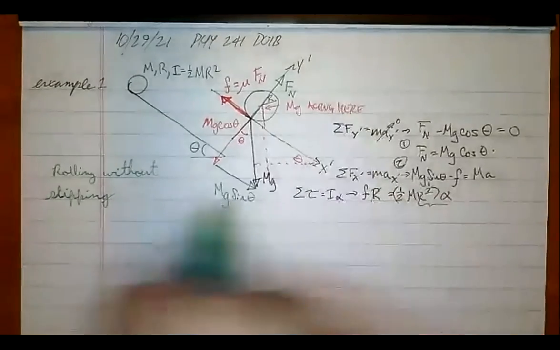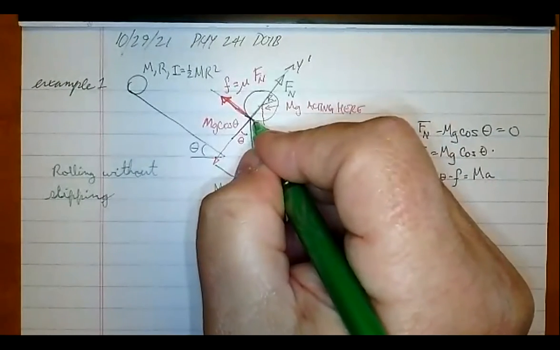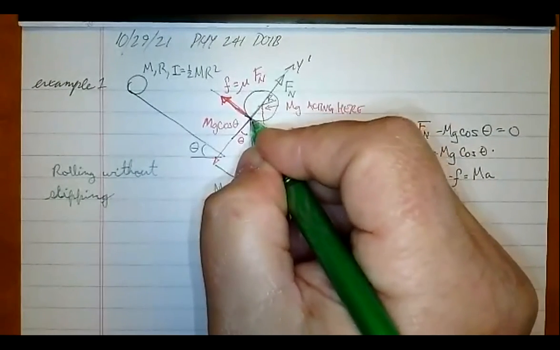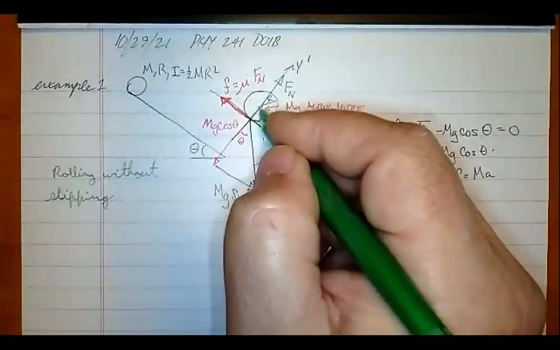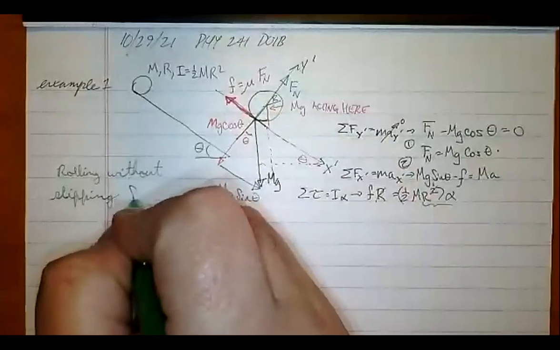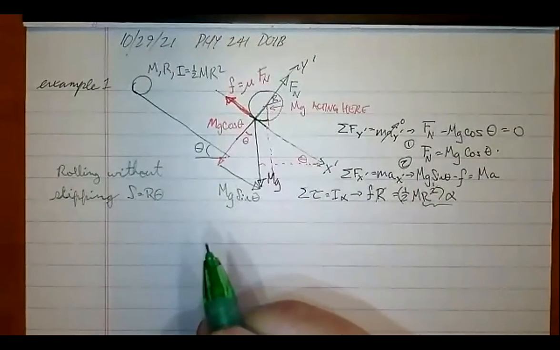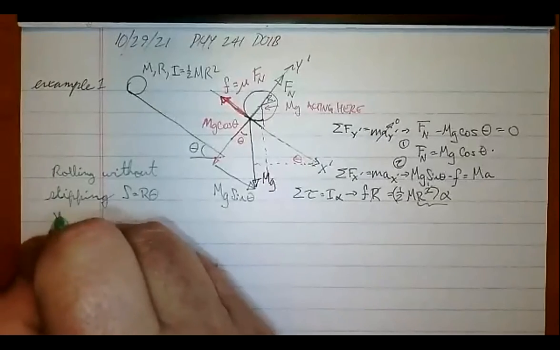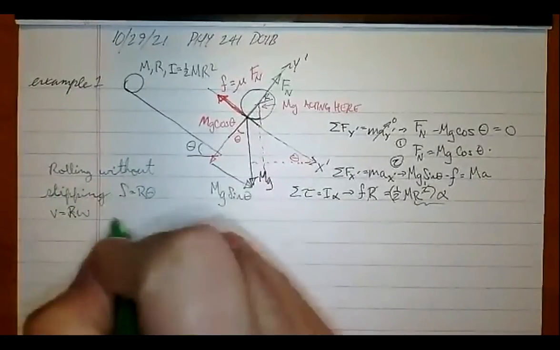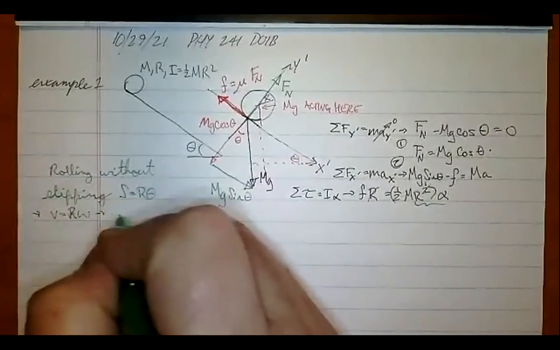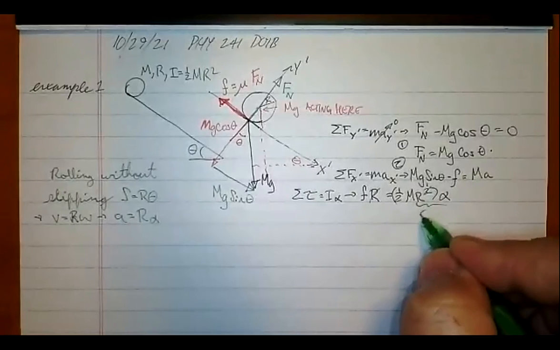Now, rolling without slipping means that the distance it travels along here has to be equal to the arc length that it travels along here, and that has to be equal to the radius times the change in angle. In other words, S is equal to R times theta. If you take the first derivative of that, you get V is equal to R times omega. Well, in this case, it happens to be big R. And if you take the derivative of that, it happens to be A is equal to big R times alpha. So you see right here, this is A.